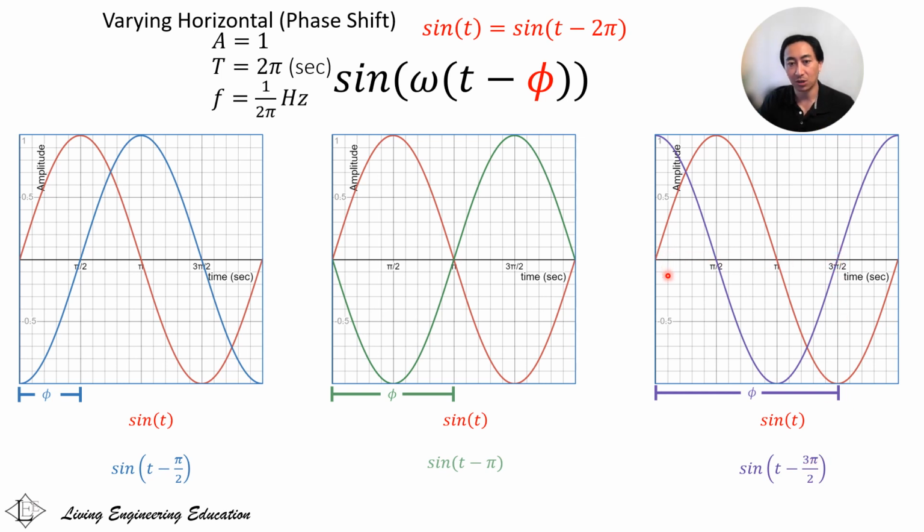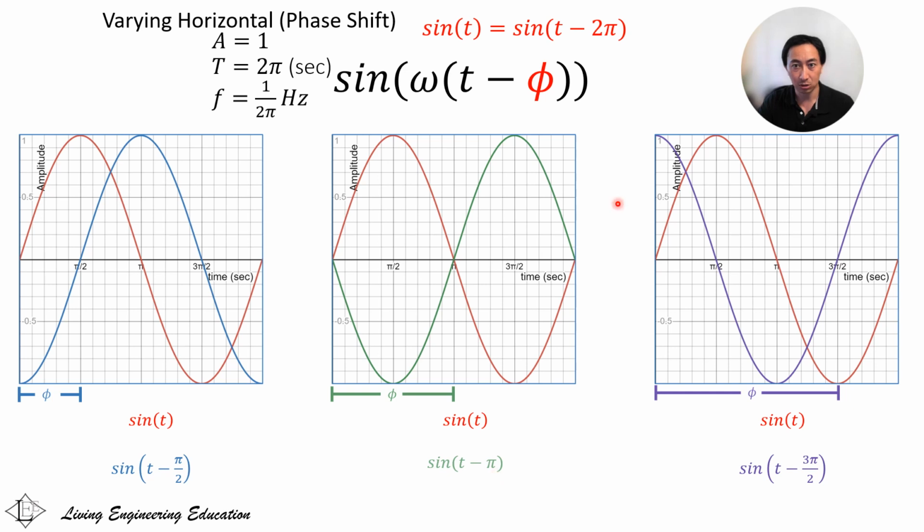Now, an interesting thing that we can see from these graphs: if you subtract by a phase shift, you can also add by a different value and shift it in the opposite direction, right? So for this green one, if I grab this green point and shift it to the left by pi, I would get sine of t. It would stack on top. What if I grab this point of the green and shift it to the right by pi? I'll get the same thing. Now, that means that sine t minus pi is equal to sine t plus pi.